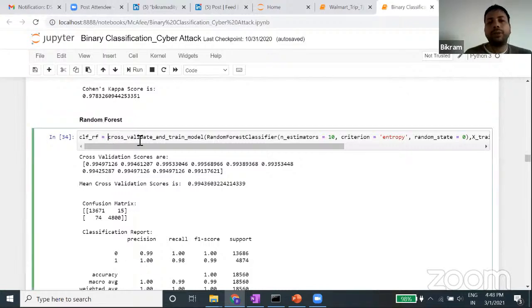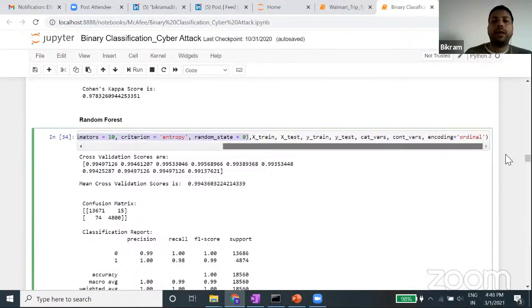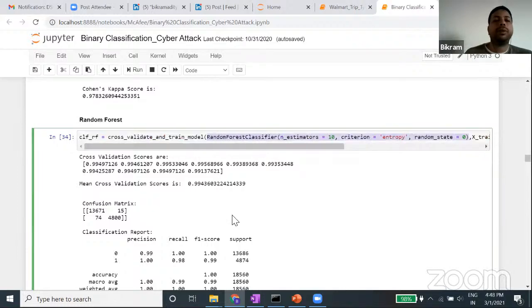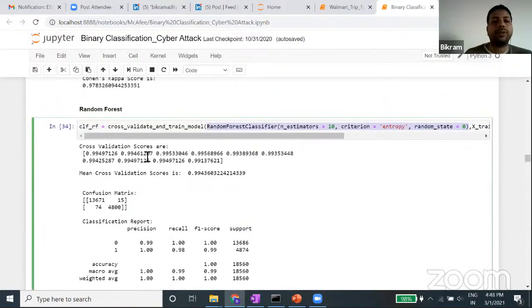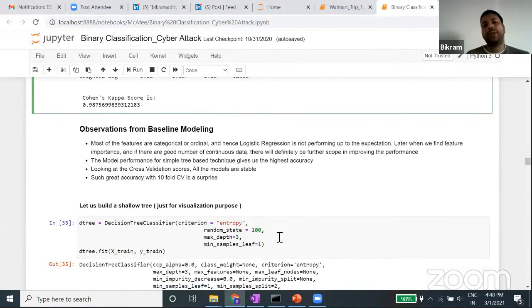Random forest, right? So same function, pass the parameter that you're willing to pass, your data, what kind of encoding, you see, ordinal, whatever, right? So you can do and test it for yourself, right? So these are the metrics that you can generate. So it makes your life very, very easy, you see.